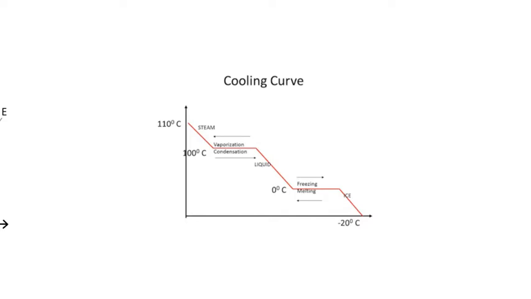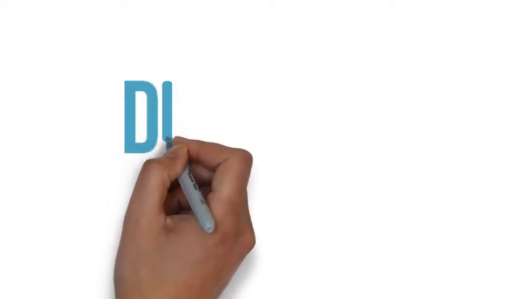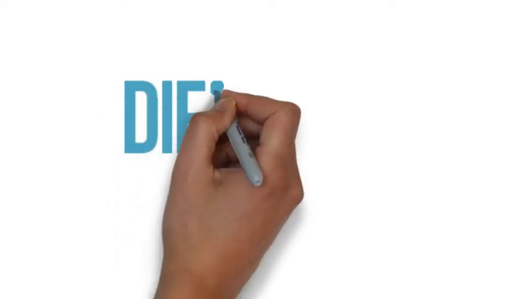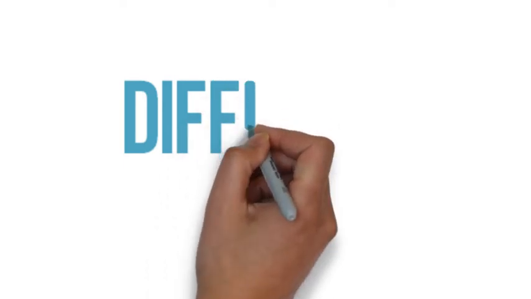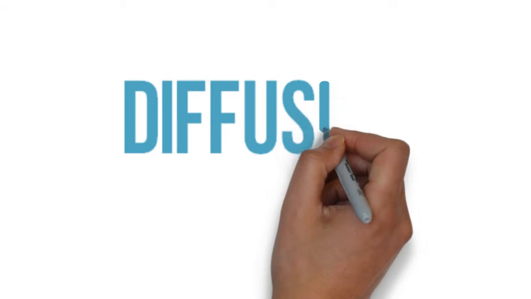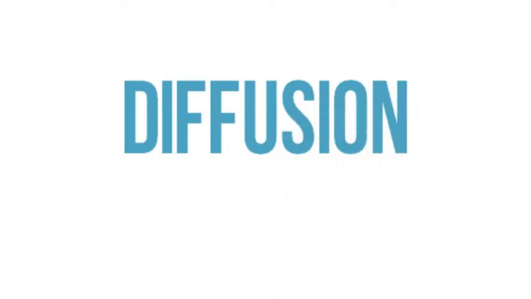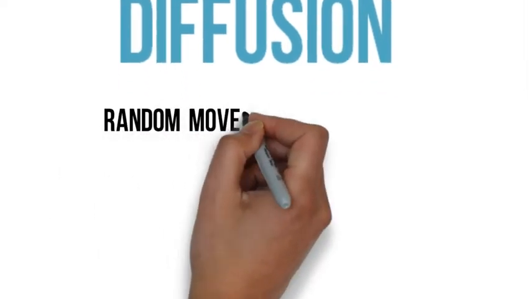Now these were fairly basic stuff discussed now. Now we're moving to the very important topic, which is known as diffusion. So this topic is very important. Many MCQs come from this topic. So let's start with the definition of diffusion. What is diffusion? A random movement of particles from higher to lower concentration is called diffusion.